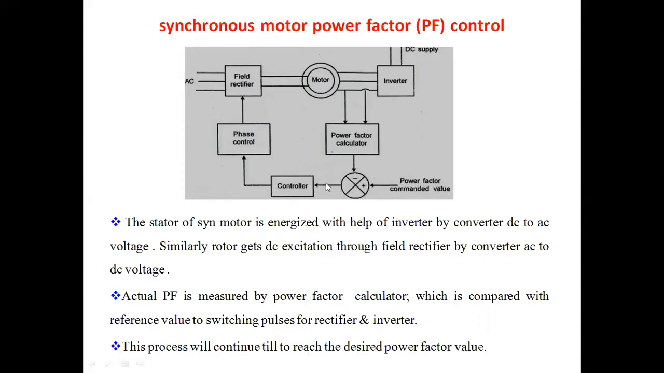For that, we are converting this power factor value into a voltage value with the help of this PI controller. So here it is converting the power factor parameter into a voltage parameter. With the help of the phase control and firing circuit, we are generating the firing pulses for the field rectifier. With the help of these, the power factor of the synchronous motor is controlled. The closed loop operation keeps running until the synchronous motor reaches the desired power factor value.